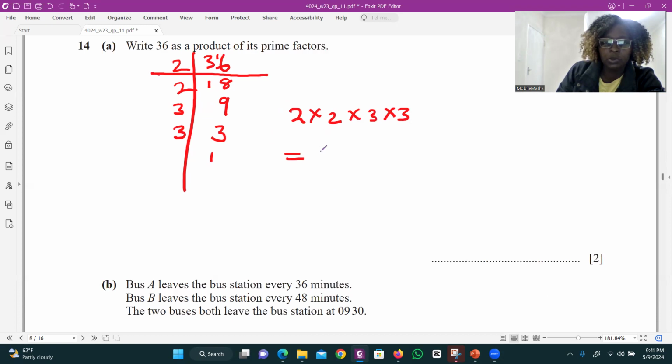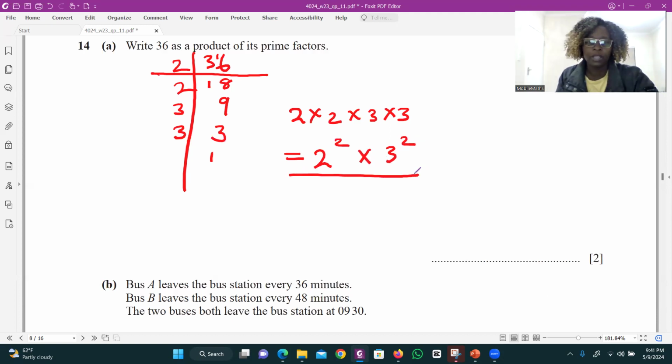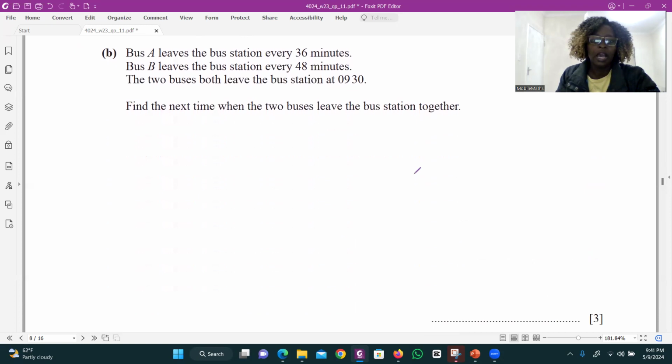So I can rewrite them to their power, which is 2 to the power of 2 times 3 to the power of 2. That's our final answer there. Okay, fine, let's move on. Bus A leaves the bus station every 36 minutes. Bus B leaves the station every 48 minutes. Then the two buses both leave the bus station at 9:30. Then we want to know the next time when these two buses are going to leave the station together.